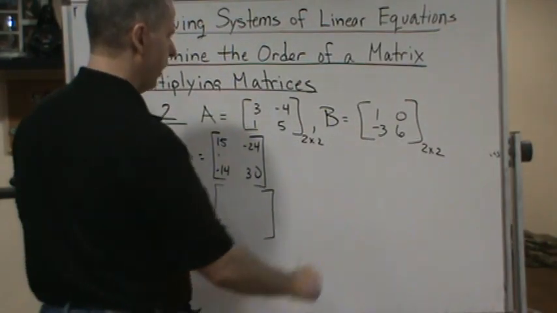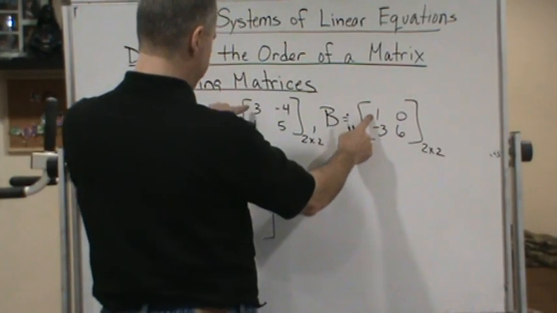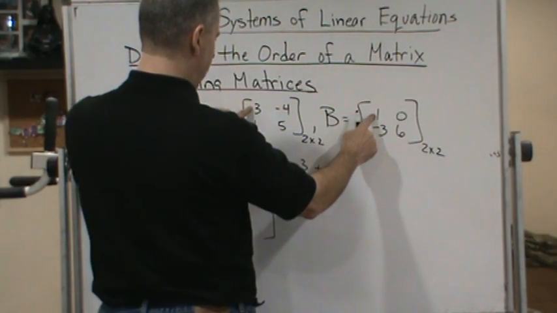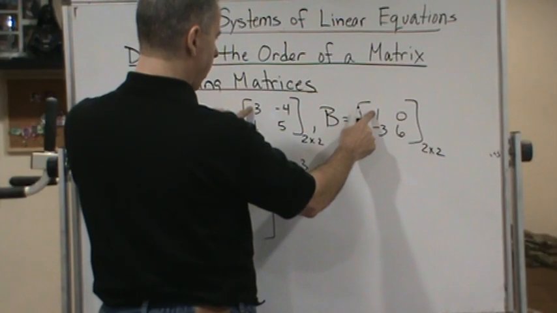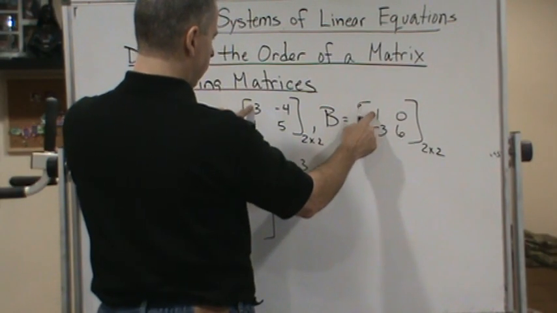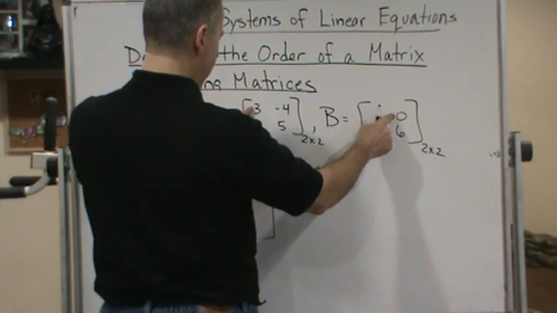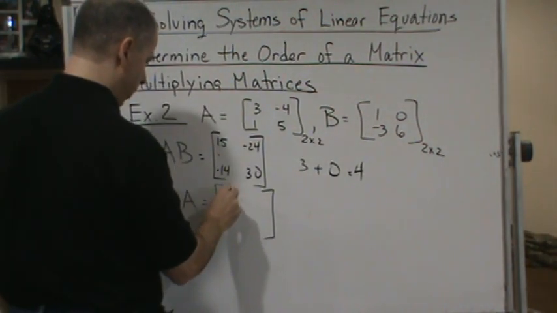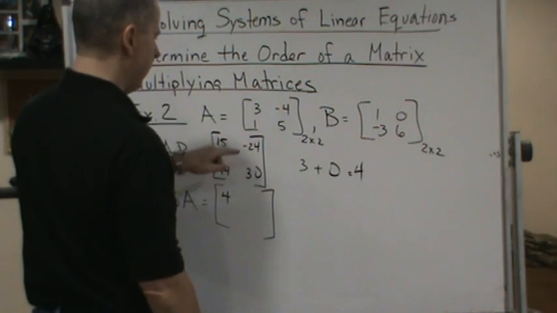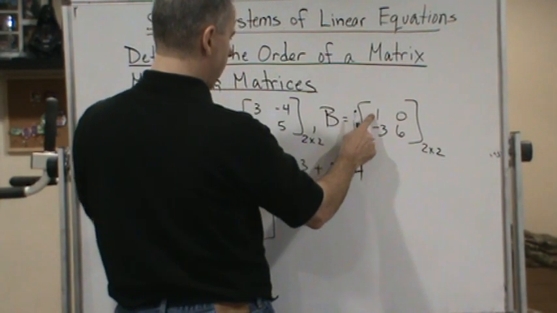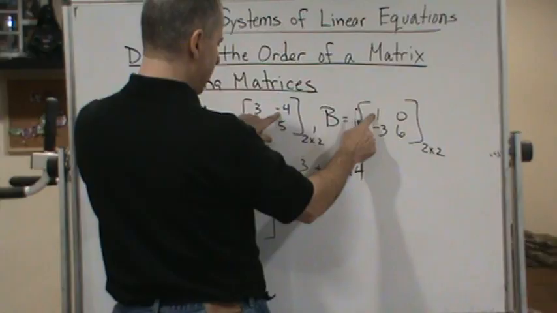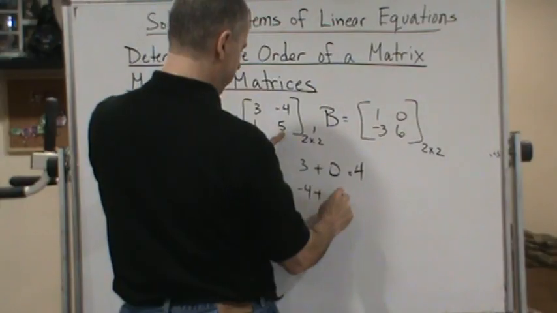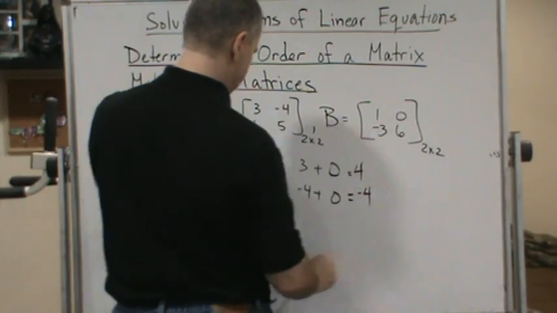Okay, let's do the first entry. Now we're going to do the first row here times the first column. So it's going to be 1 times 3, which is 3, plus 0 times 1, which is 0, which gives us 3. Again, this is the row, and this is the column. And notice right away we already got different entries. Okay. Now we're going to do the first row to the second column. So it's 1 times -4, which is -4, plus 0 times 5, which is 0, which equals -4.